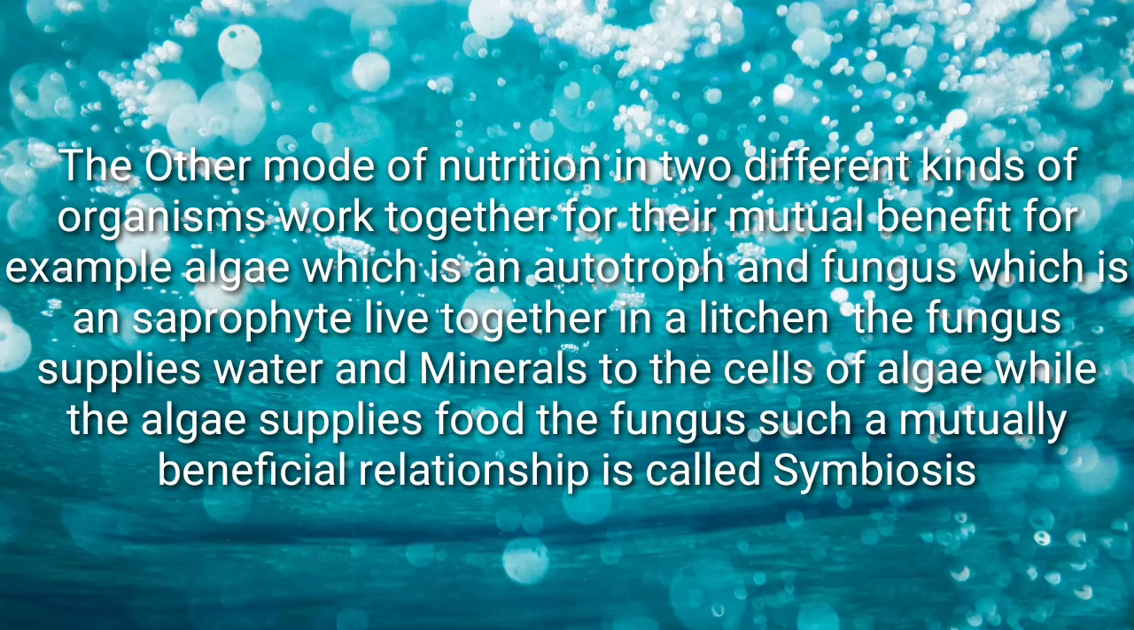In another mode of nutrition, two different kinds of organisms work together for their mutual benefit. For example, algae, which is an autotroph, and fungus, which is a saprophyte, live together in a lichen. The fungus supplies water and minerals to the cells of the algae, while the algae supplies food to the fungus. Such a mutually beneficial relationship is called symbiosis.